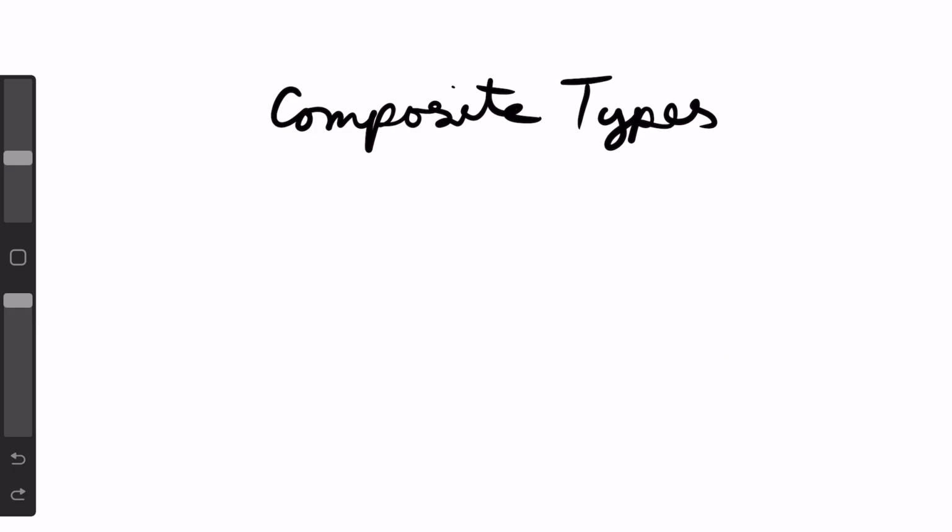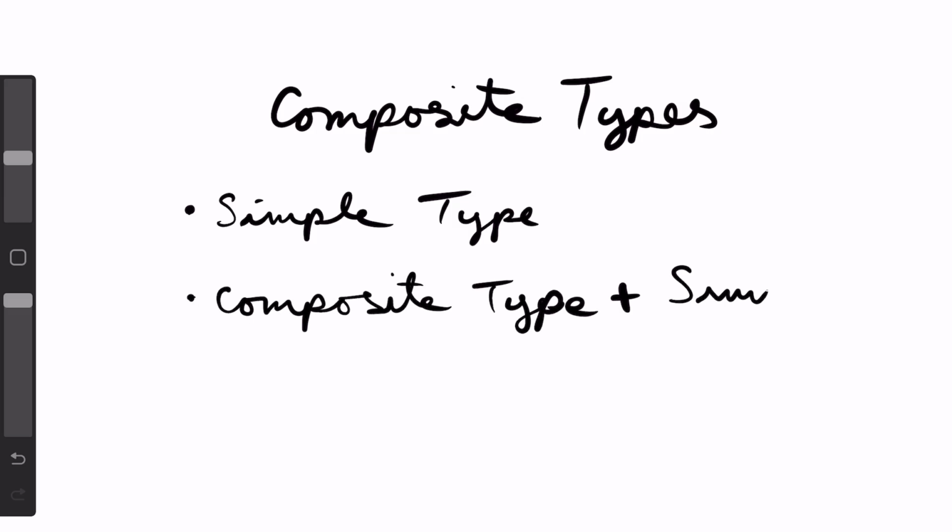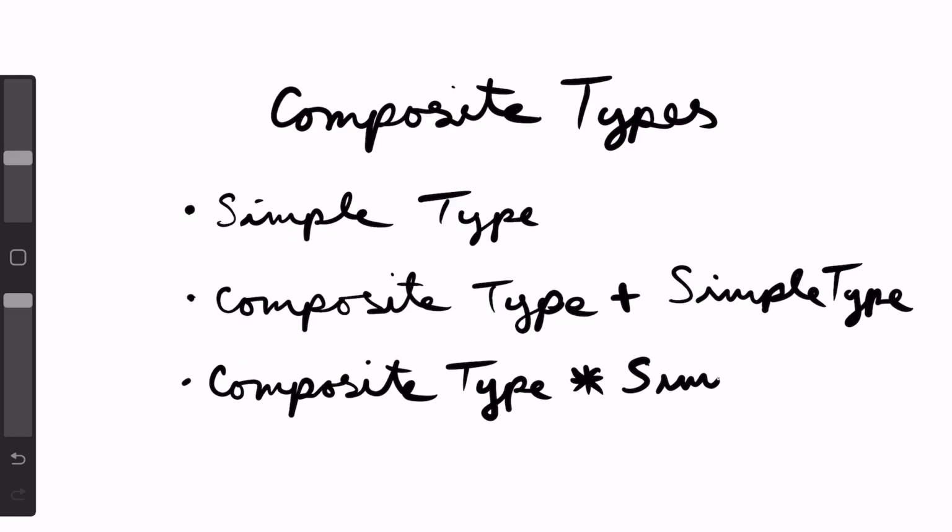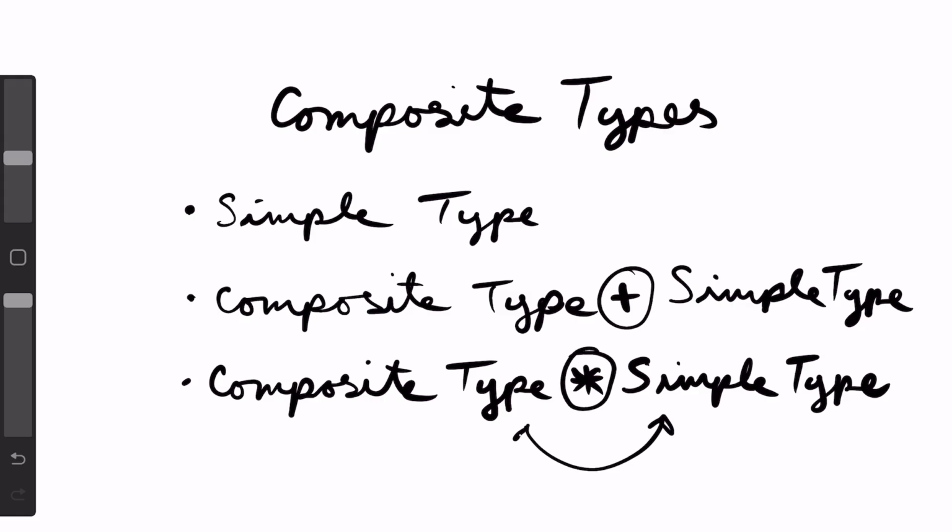You can define a composite type in terms of itself as one of the following: a simple type, a composite type disjoined with a simple type, a composite type conjoined with a simple type. If you watched the last video, you may have noticed the continuation of a pattern here. The difference is that we are mixing two ways of composing types, conjunction and disjunction. We also don't care about the order of composition.